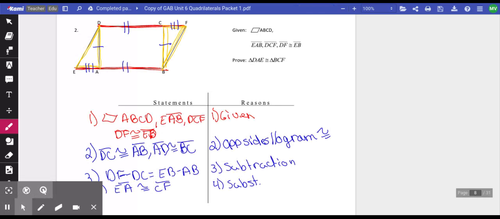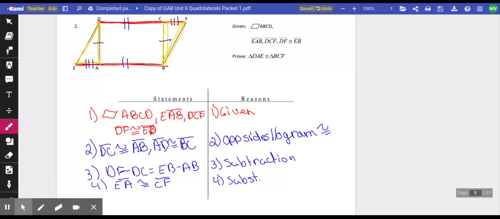Okay, so I'm not completely done, but I wanted to pick up here. I started out with saying that DC is congruent to AB and AD is congruent to BC because opposite sides of a parallelogram are congruent. Then because I really want EA and FC, because I'm trying to get these little yellow triangles, I did subtraction because I knew DF was congruent to EB. So I did DF minus DC equals EB minus AB, subtraction, and that gave me EA is congruent to CF.